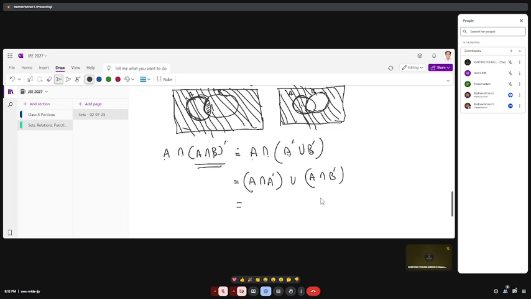And what is A intersection A complement? It should be in A and it should not be in A both. That means this is null. Union, anything union null is that itself. So it is A intersection B complement. So using De Morgan's law also, we are getting this answer, A intersection B complement, right?